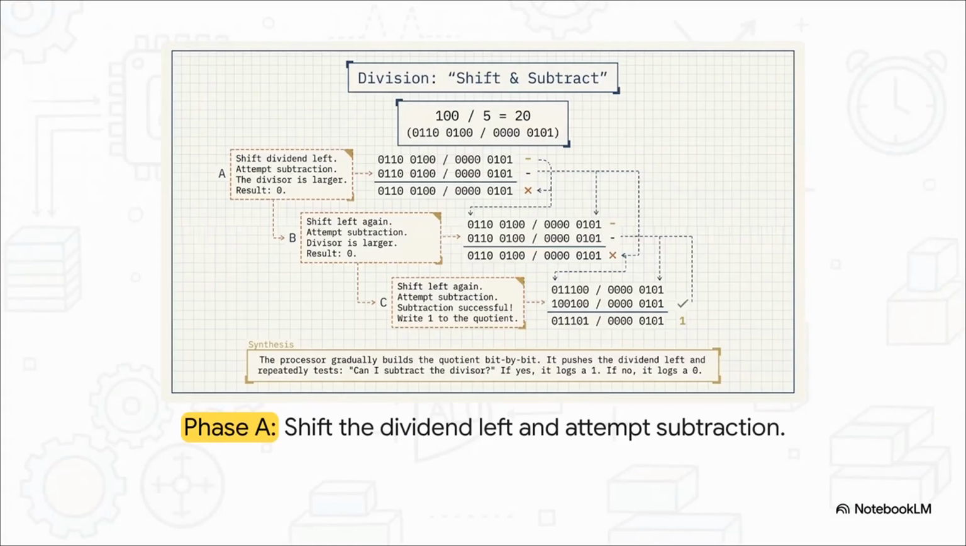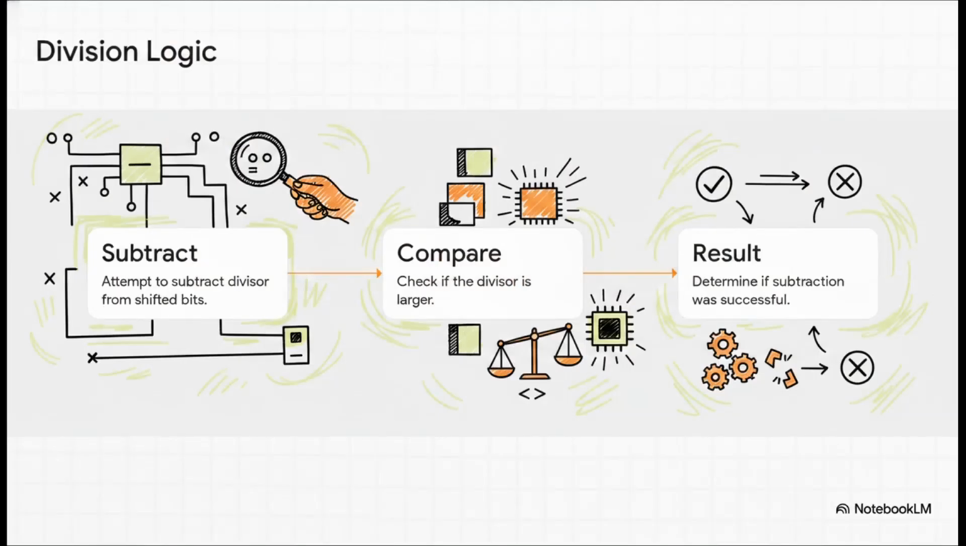So, here is phase A of our calculation. We take our binary representation of 100, which is our dividend, and we physically push those bits leftwards into a temporary testing area using that ASL tool we talked about. We're basically prepping the number to see if our divisor, which is 5, can fit inside of it. Think of it just like pulling down the next digit in long division to see if your number fits. Once those bits are shifted, the processor attempts step 1, subtraction. It tries to subtract the binary 5 from that new, shifted chunk of bits using the SBC tool.